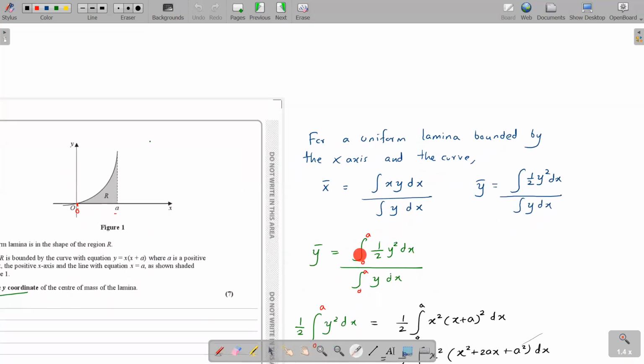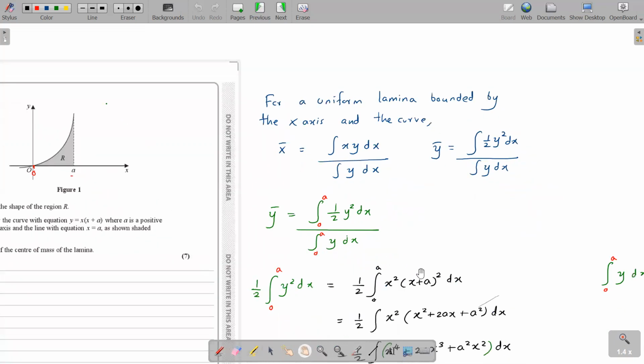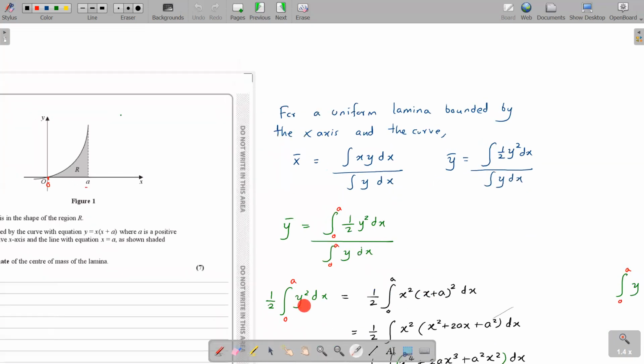So what I'm doing here is taking the numerator separately. I think it's best to get the numerator and denominator separately and then integrate. You can see I've replaced y with x times x plus a. When you're squaring it, because it's y square, this becomes x square times x plus a square. Do you agree? Right, guys? And then you need to expand the bracket. So x square stays, and x plus a square is x square plus 2ax plus a square.